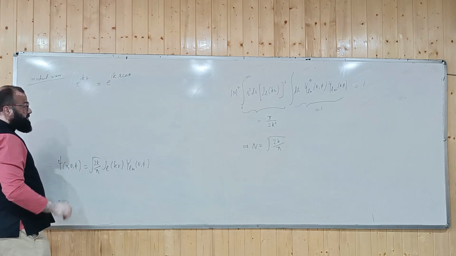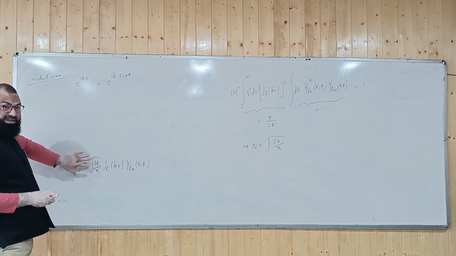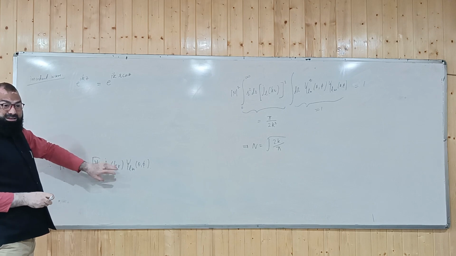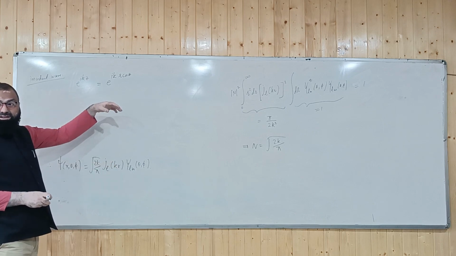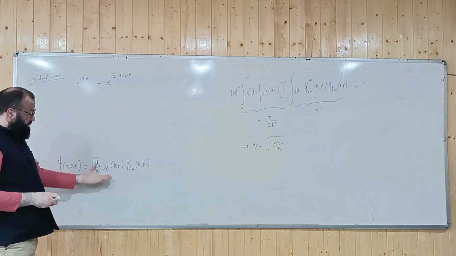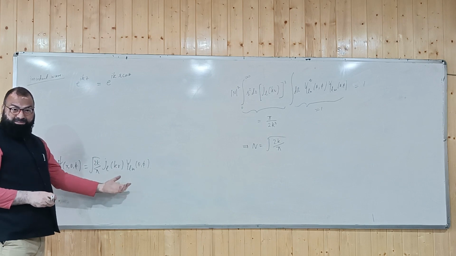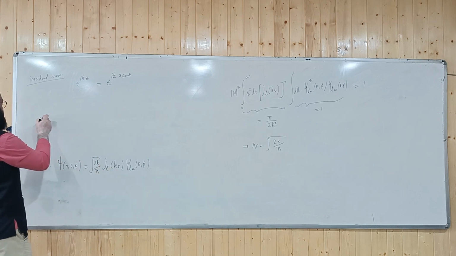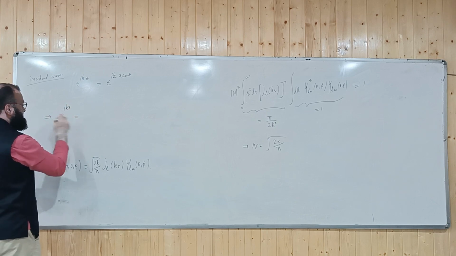Got it? So what does it mean? It means when I express this wave as a superposition of these waves, I need to consider m equal to 0 states, because the incident wave does not have the Lz component. The superposition you write should not contain m, it should contain m equal to 0. So I can write this e^{ikz} like this.